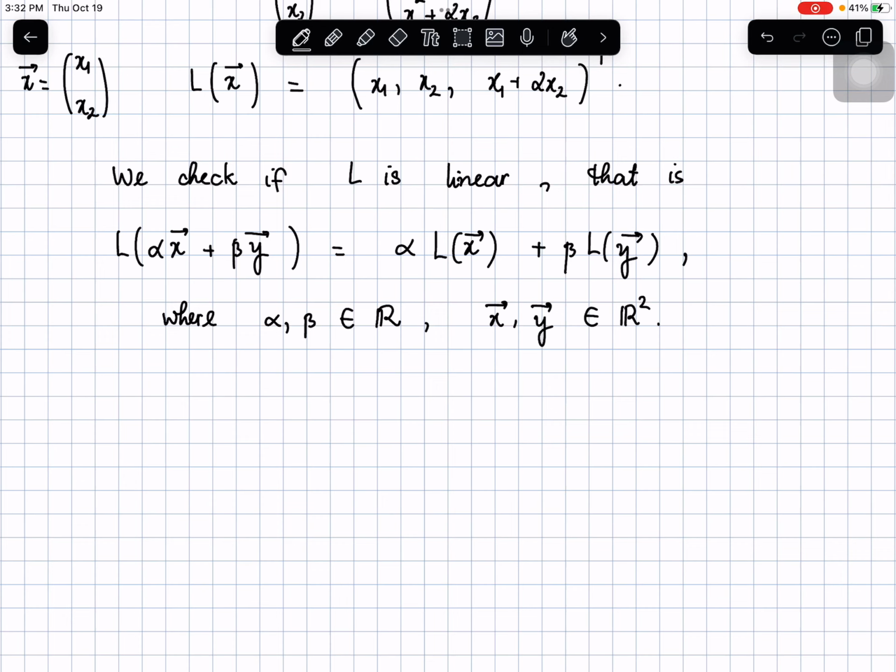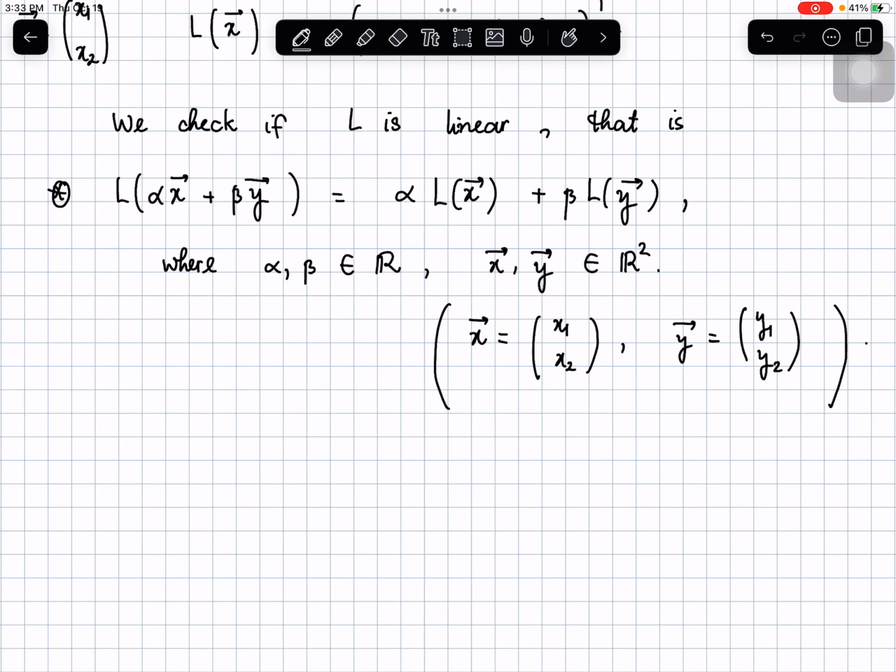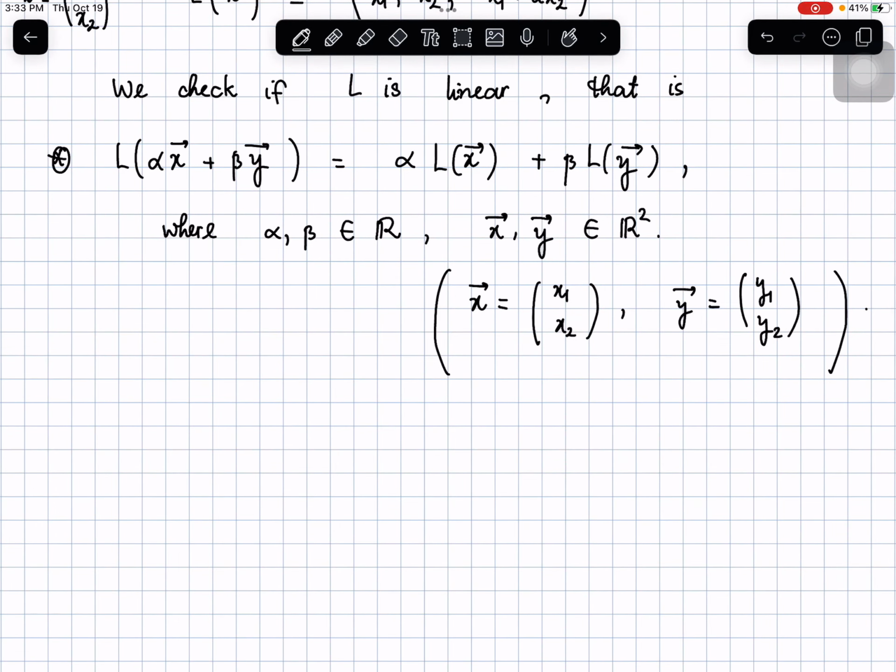So say x equals x1, x2, and y equals y1, y2. Okay, let me call this condition star. The left hand side of the condition star is L of alpha times x1, x2 plus beta times y1, y2. So this is a scalar times a vector, scalar multiplication, and this is addition.